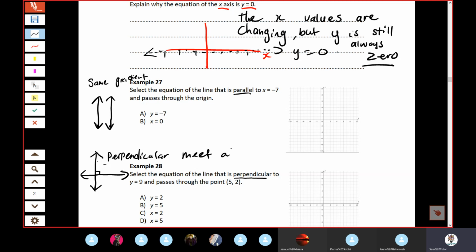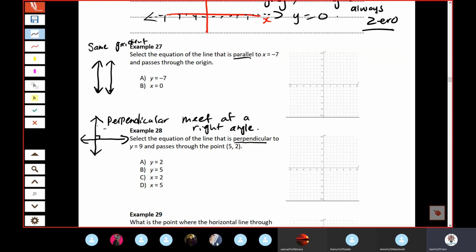Meet at a right angle. Fantastic. So meet in the corner somewhere. Yep. All right, so let's do example 27.